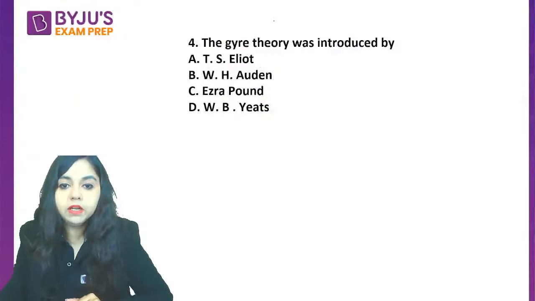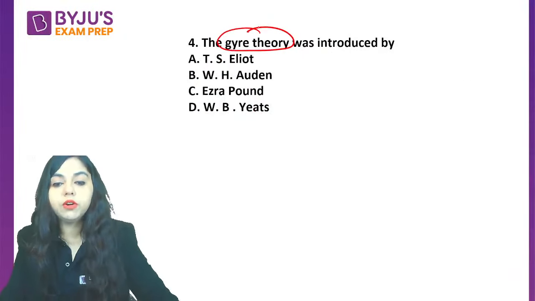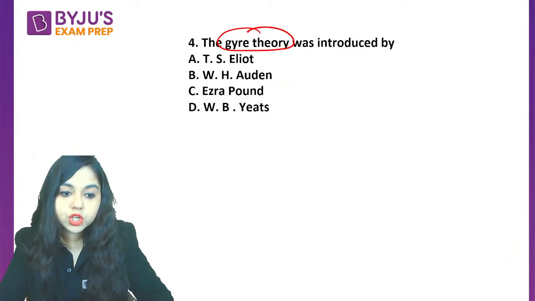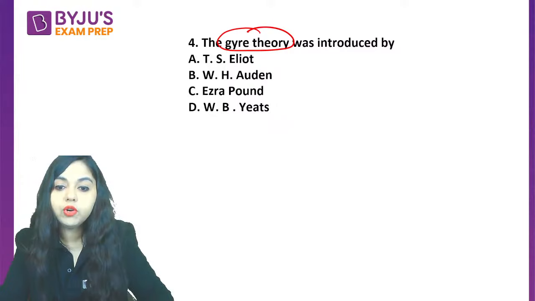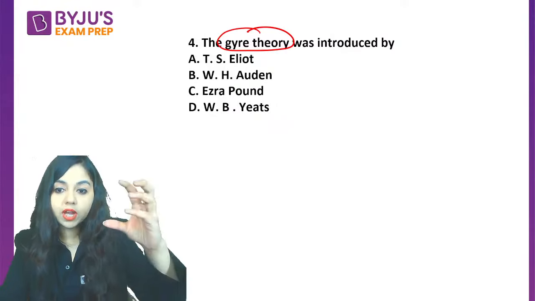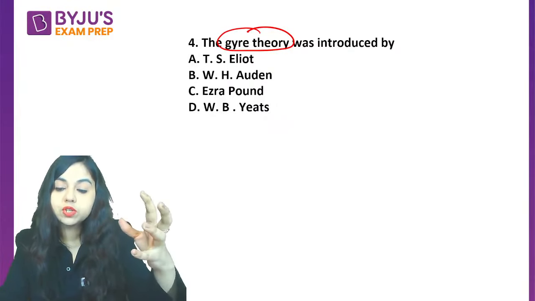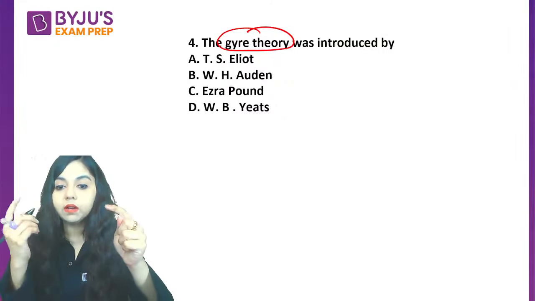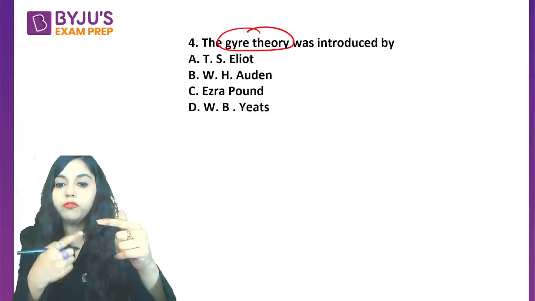Okay, please remember that. The gyre theory was introduced by which writer? So the gyre theory is a conception of history that is purported in the poem called The Second Coming. And what are you trying to talk about? You're interpreting history in the form of cones.